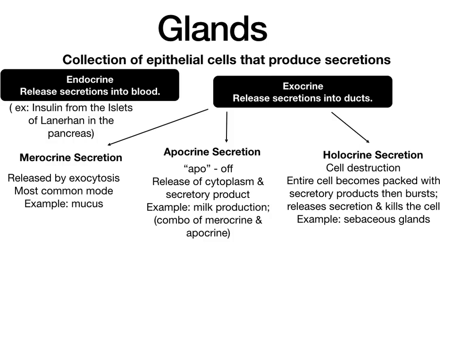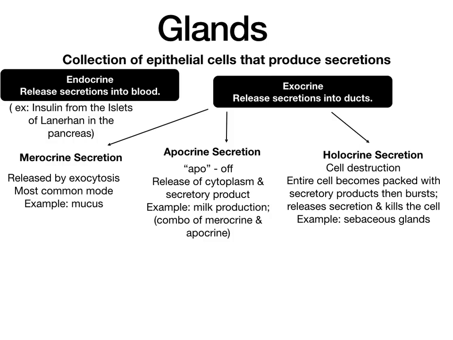Our merocrine secretion is released by exocytosis, and this is our most common mode of secretion. Our example is our mucus. And then our apocrine secretion, apo means off. This is release of the cytoplasm and the secretory product. An example is our milk production, which is actually a combination of our merocrine and our apocrine secretions.